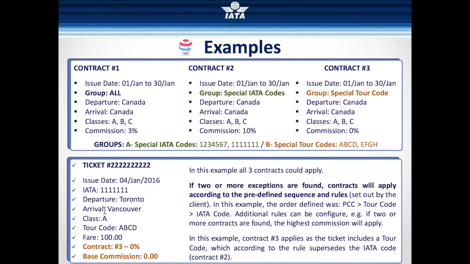A second example, if we look at the data, all 3 contracts could apply. 2 or more exceptions were found. Again, direct business rules. They would find a sequence and go from tour code to IATA code. A special tour code was found. So in this case, we applied contract number 3, since tour code ABC wasn't used, and that one is built to remove commissions. So in this case, it fit into the filter set up for contract 3, removing the commission.